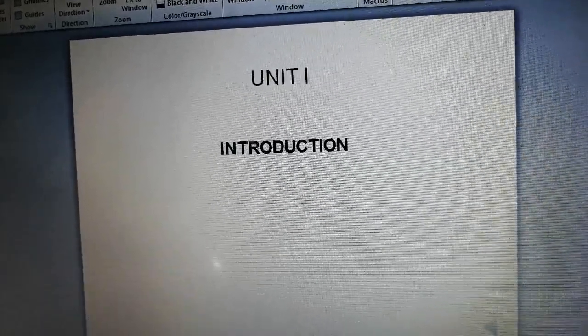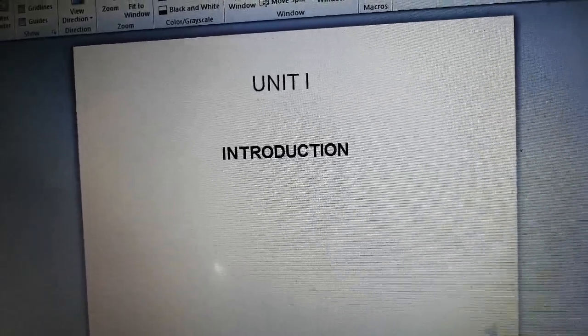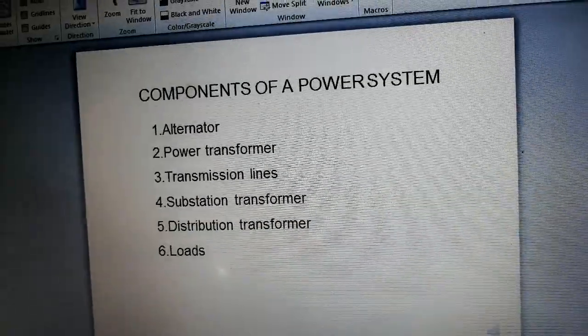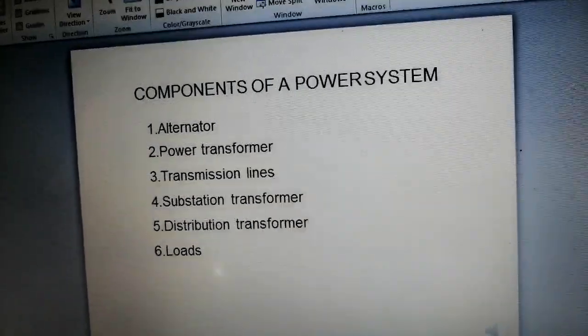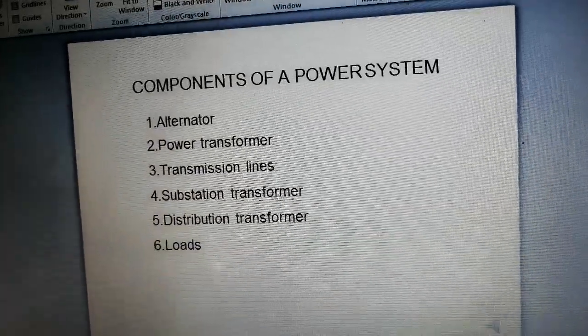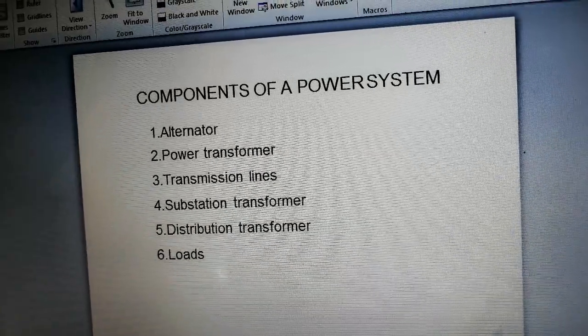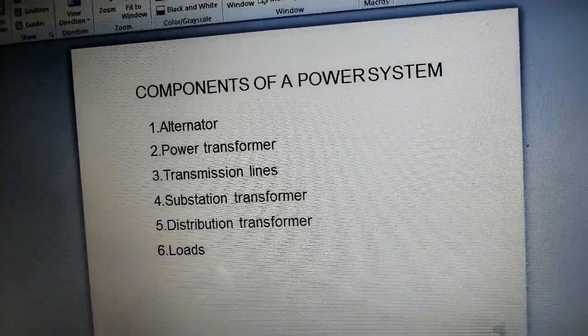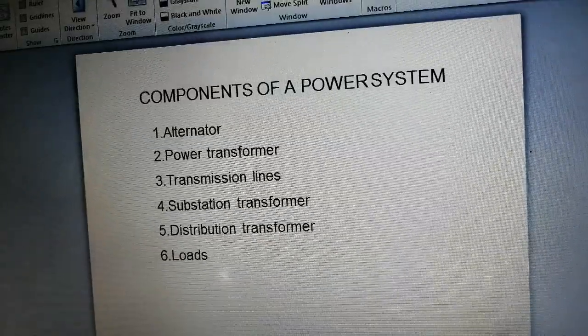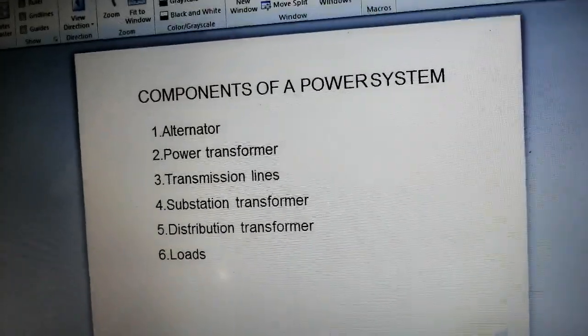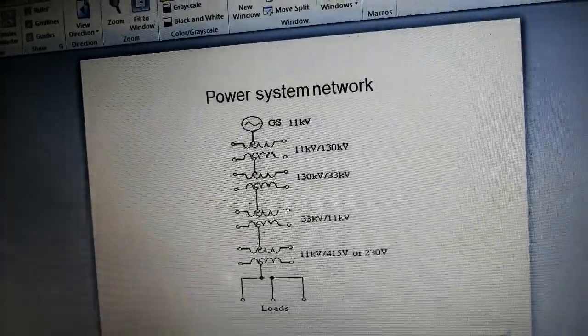In this class, let's discuss the introduction of power system analysis. First, let's discuss the components of a power system. The power system components are alternator, power transformer, transmission lines, substation transformer, distribution transformer, loads, and protective devices.